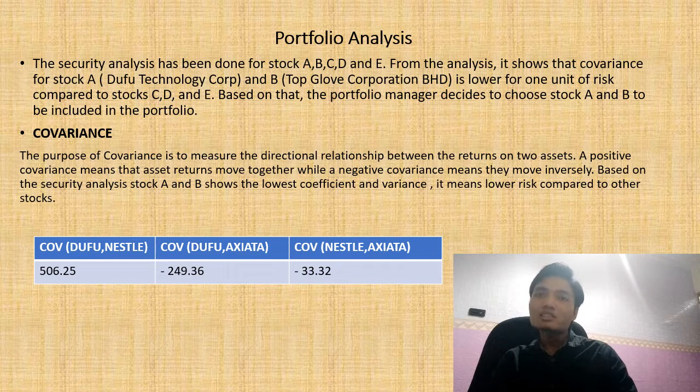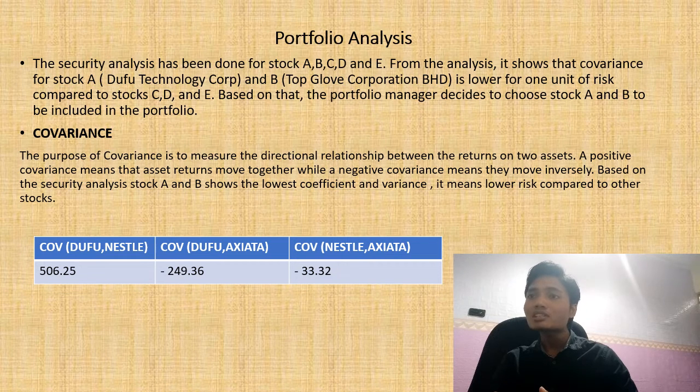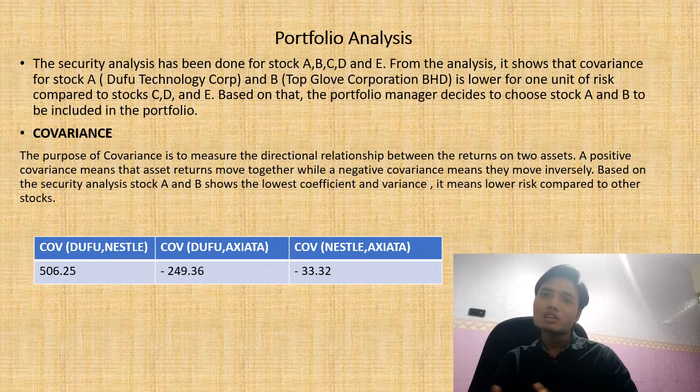The purpose of covariance is to measure the directional relationship between the returns of two assets. A positive covariance means that asset returns move together, while a negative covariance means they move inversely. Based on the security analysis, stock A and B show the lowest coefficient of variation. It means lower risk compared to other stocks.